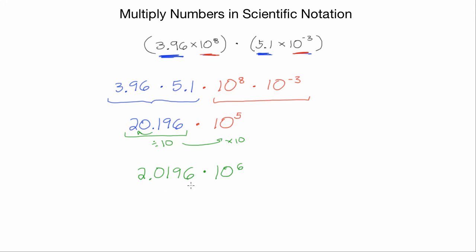So now I've got a number between 1 and 10. It's multiplied by 10, and it's to the 6th power. And if I wanted to turn it into standard notation, I could pull my calculator out and just calculate this out and get that number as well. But there we go. We've just successfully multiplied these two numbers together in scientific notation to get our resulting number.